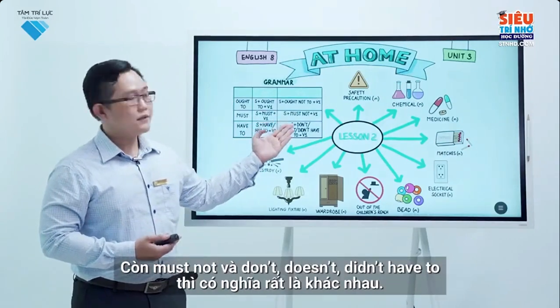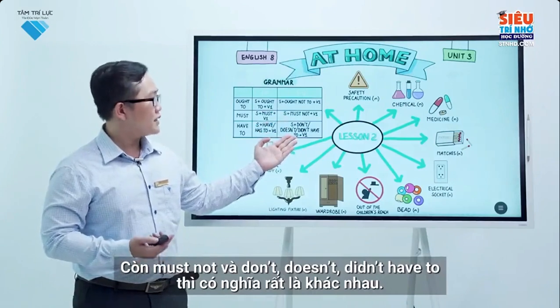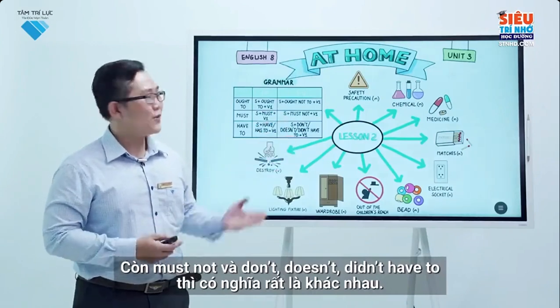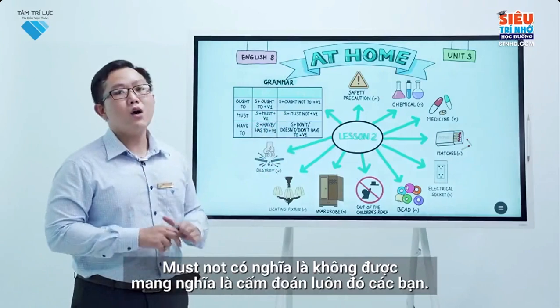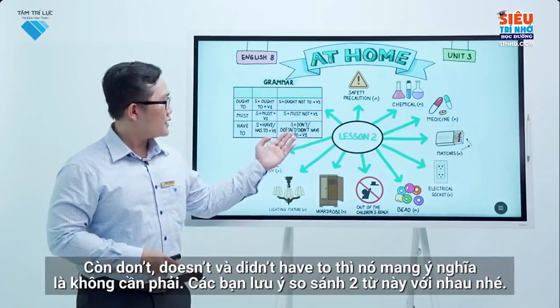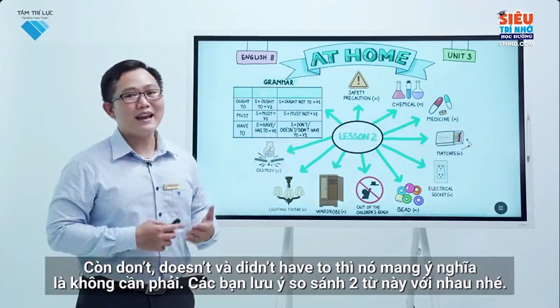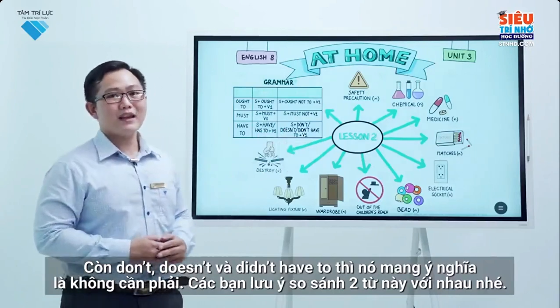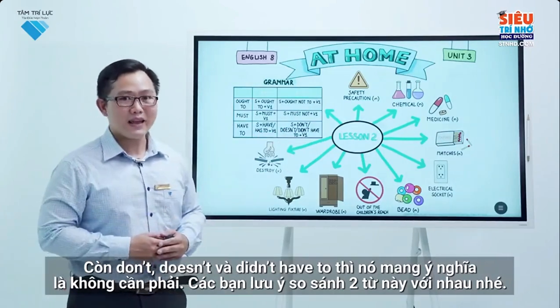Must not and don't, doesn't, didn't have to have very different meanings. Must not, this means không được, banning something. As for don't, doesn't, and didn't have to, thì nó mang ý nghĩa là không cần phải. Be sure to compare these two words with each other.